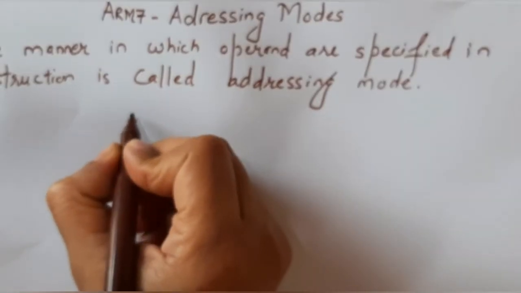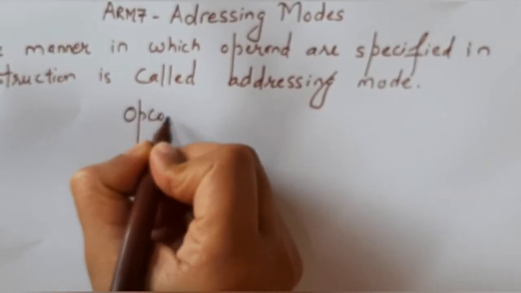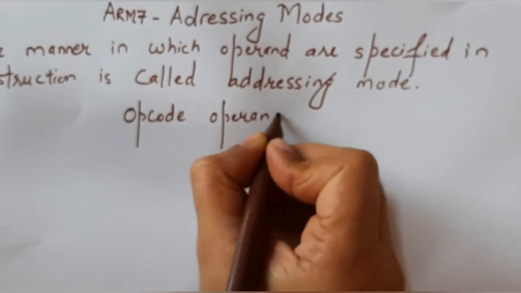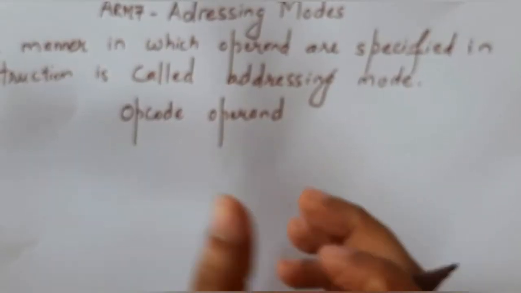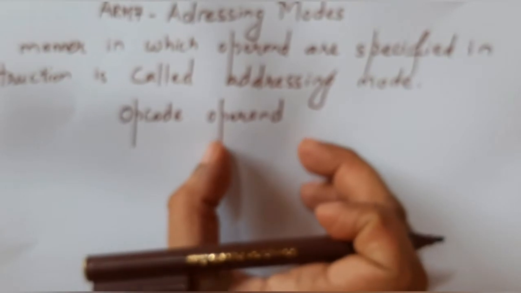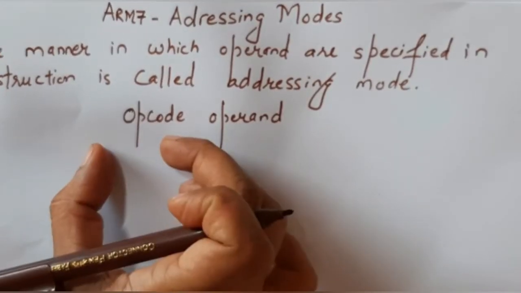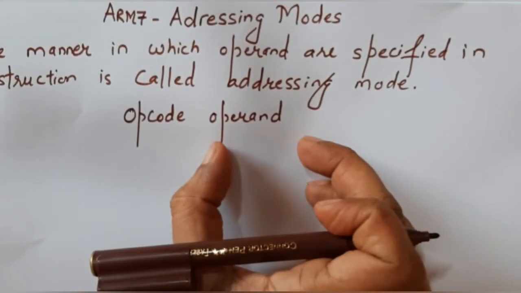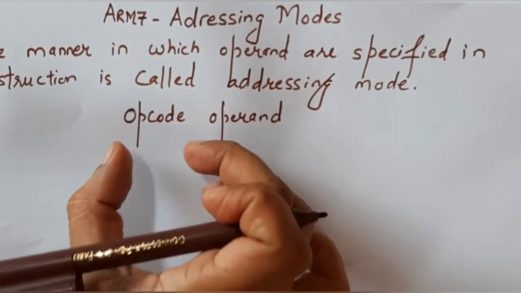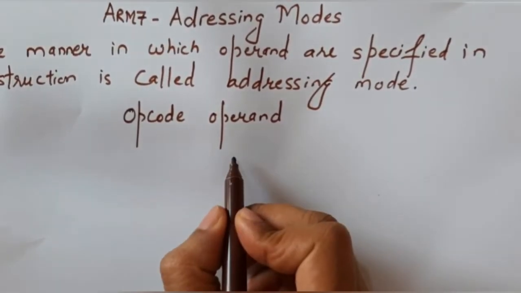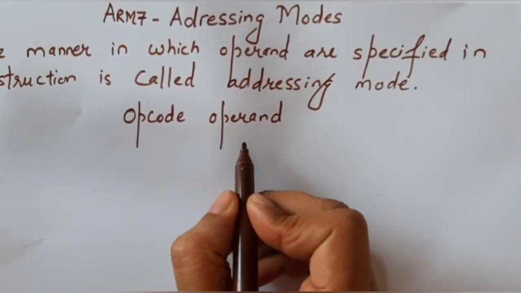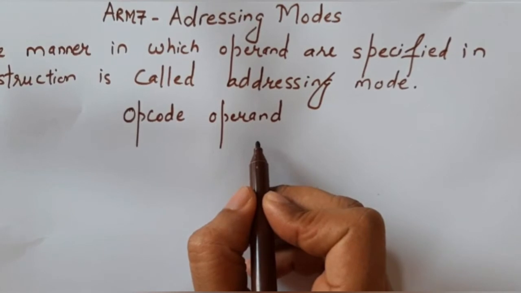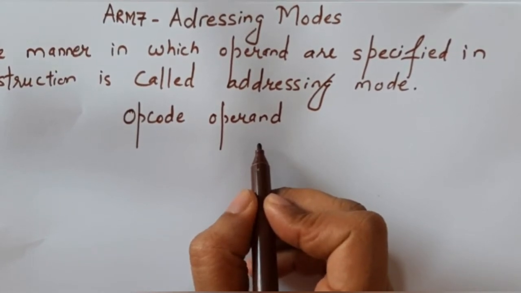So one is opcode and one is operand. Each instruction has an opcode and an operand. Opcodes are the various instructions performed on operands. So these opcodes are instructions. Operand is the data on which this opcode is performed. This operand will be data which can be accessed from the memory.